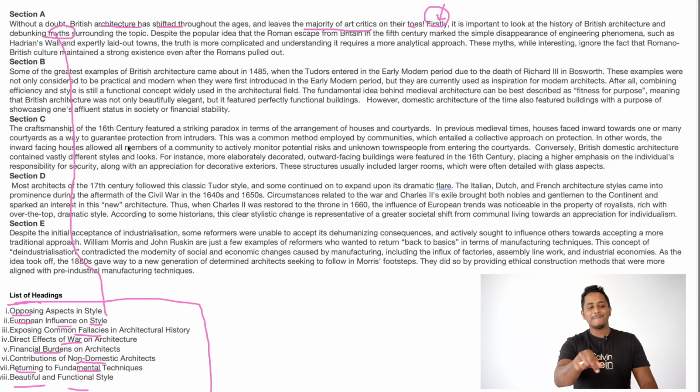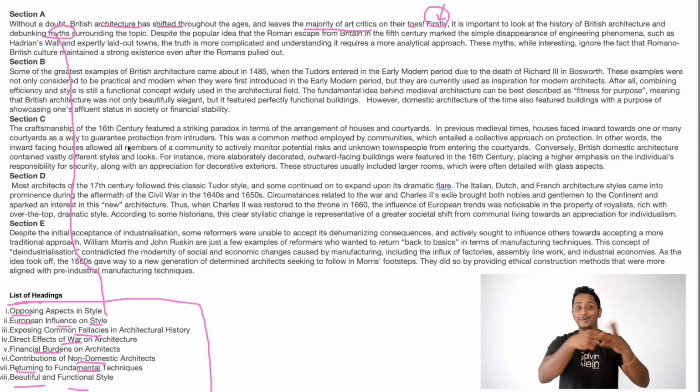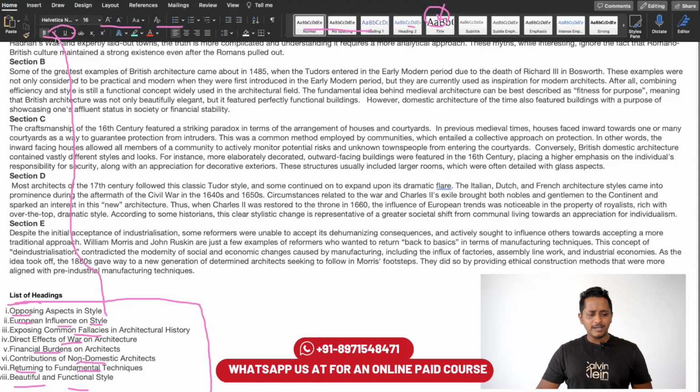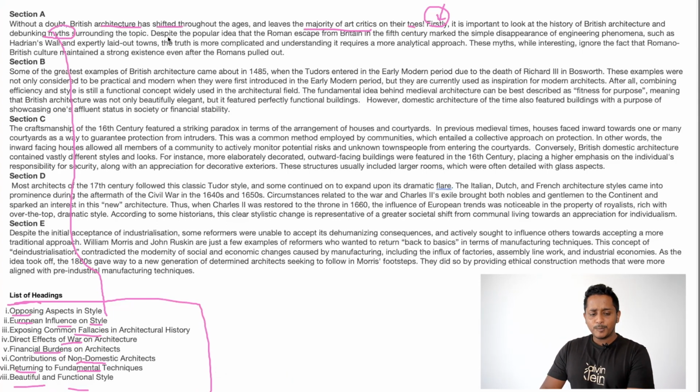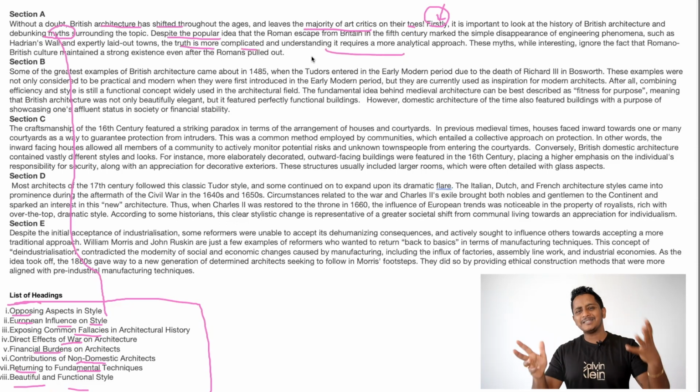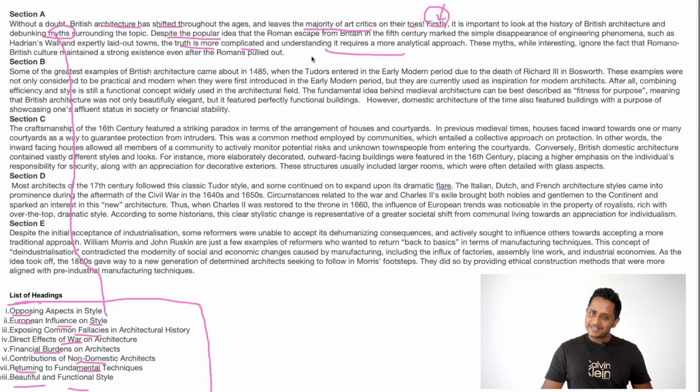This is a skill. You read something and relate. You already read the headings. Now you read a paragraph. Relate. Are they talking about exposing, debunking myths, common fallacies? Let's read. Despite the popular idea that the Romans escaped Britain in the 5th century, blah blah blah. The truth is more complicated and understanding it requires an analytical approach. Don't you think it's talking about exposing some beliefs or myths, debunking myths? The real truth is something else.